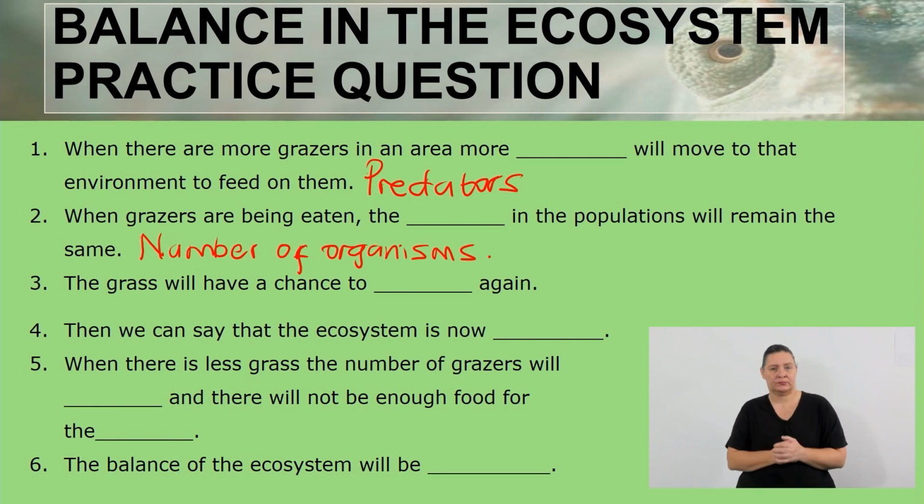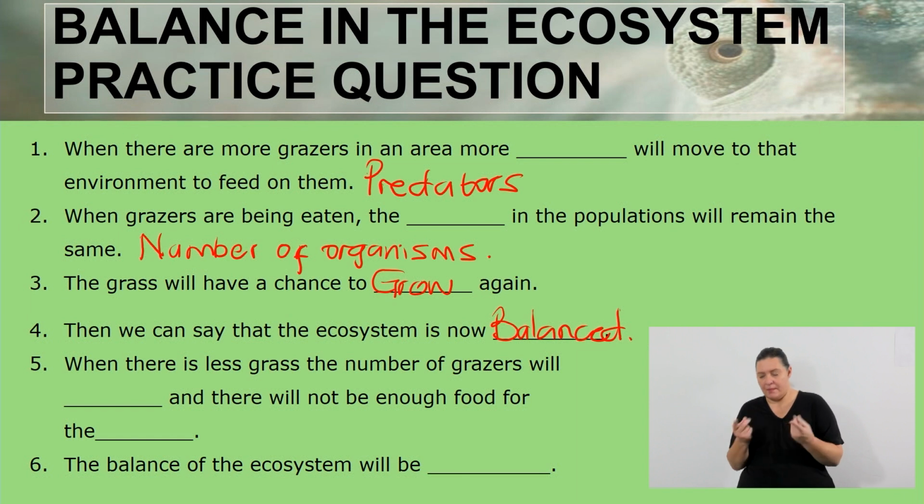Our third one is the grass will have a chance to grow again. So what chance will the grass have? It will have the chance to grow. Very good. To grow again. Right. Moving on to number 4. Then we can say the ecosystem is now balanced, because we have an equal number of grazers, we have equal number of browsers, we have equal numbers of predators and the organisms and what they feed on.